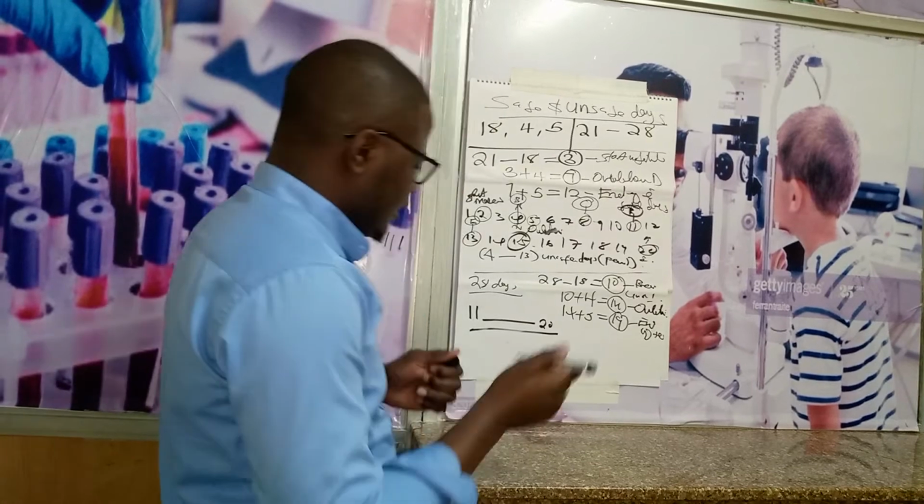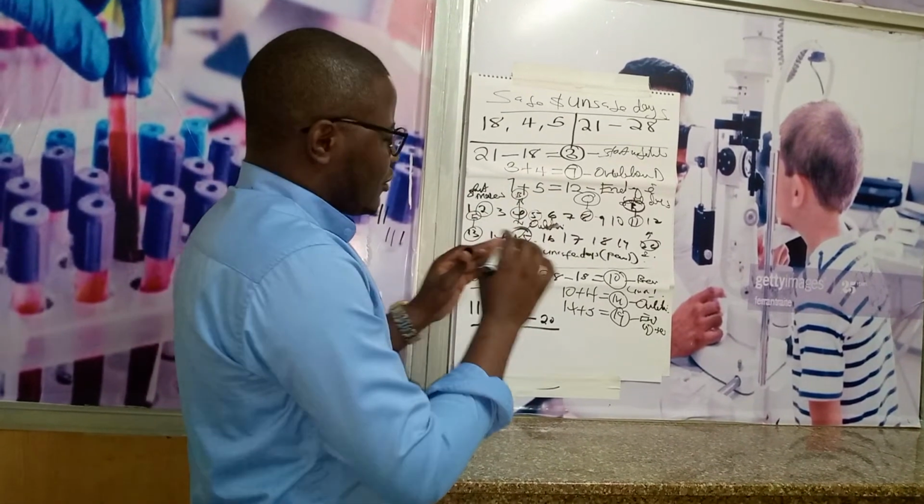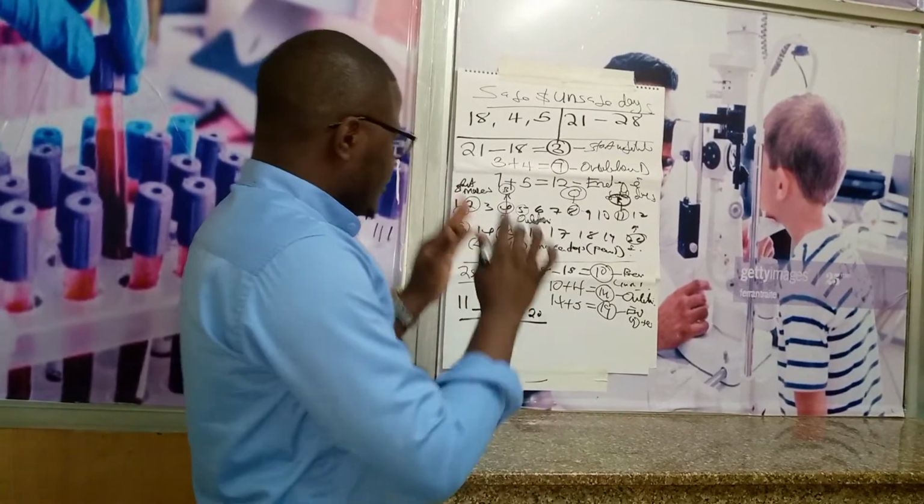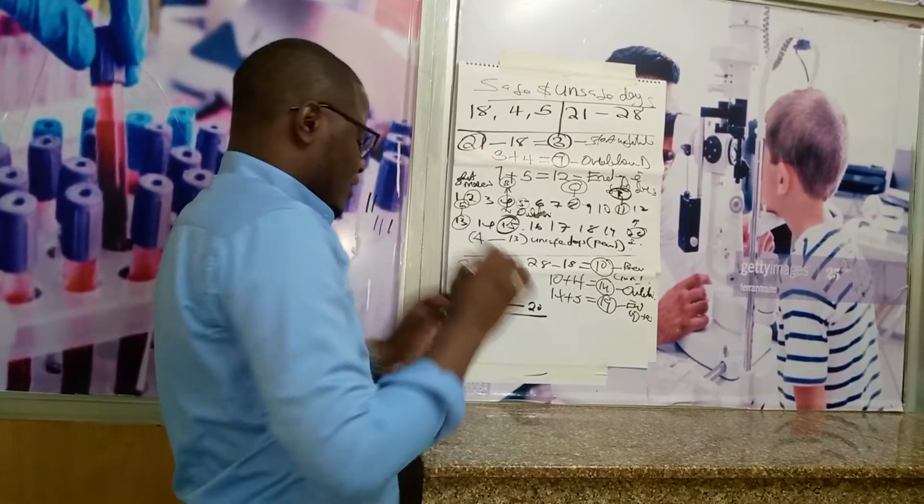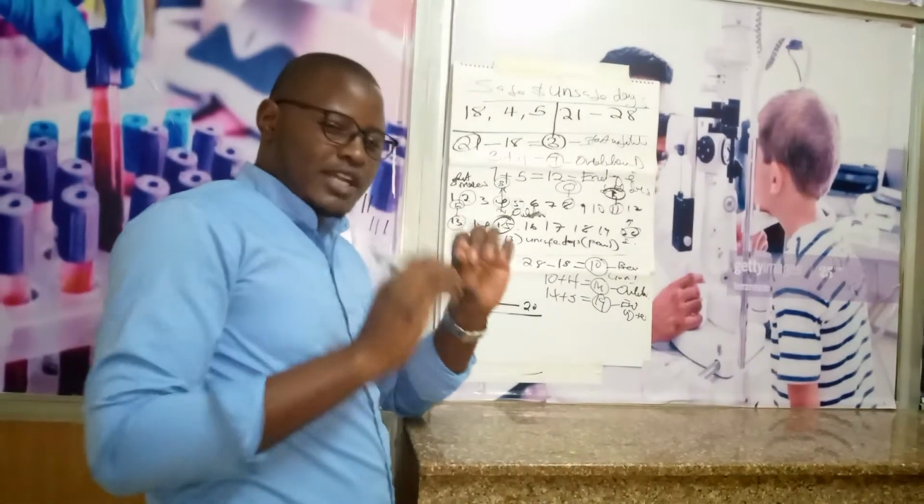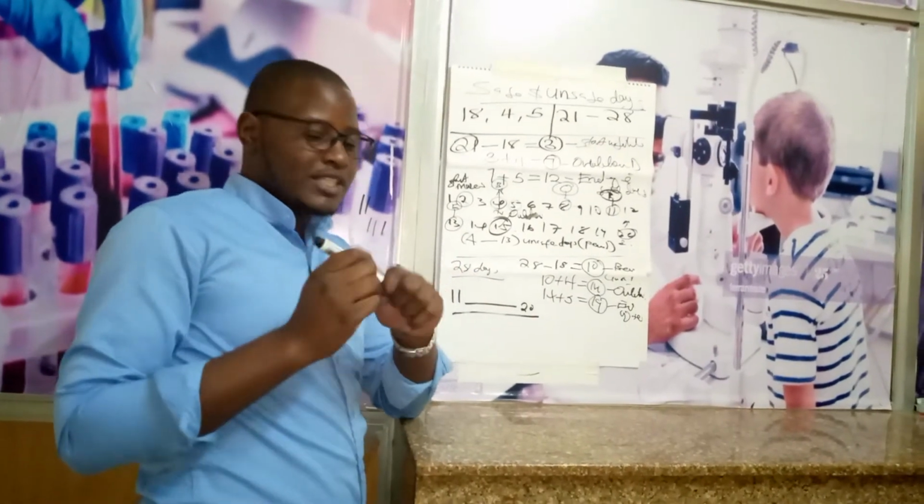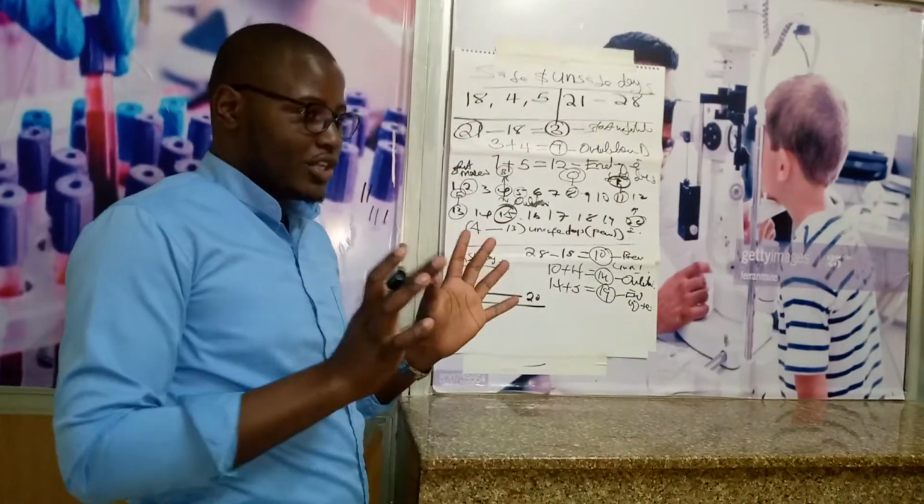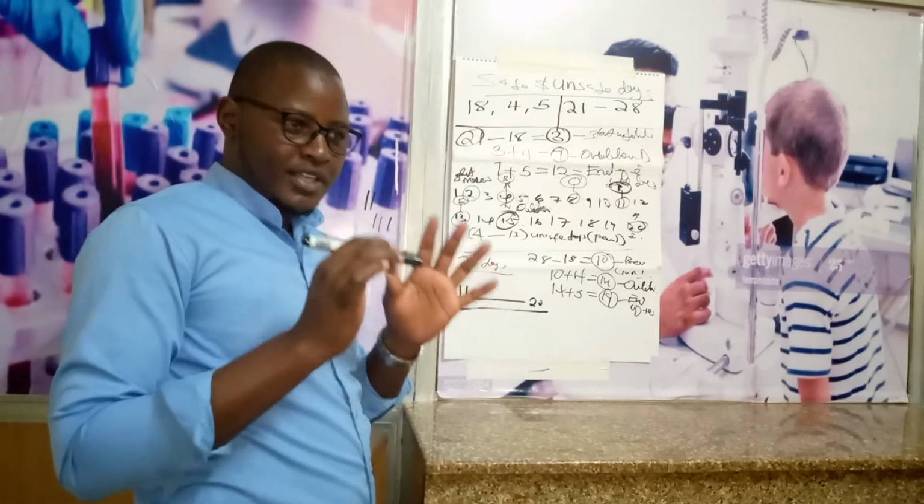Now, talking of 35, talking of 30 days, and talking of 26 days, as long as you know your cycle, as long as you know you menstruate after every 21 days, or after every 28 days, the formula still remains the same. The formula does not change. What only changes is the cycle.